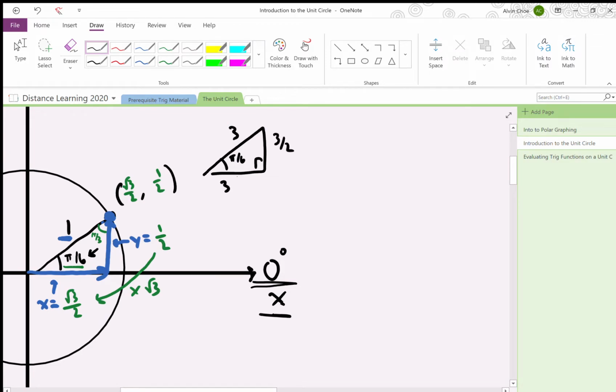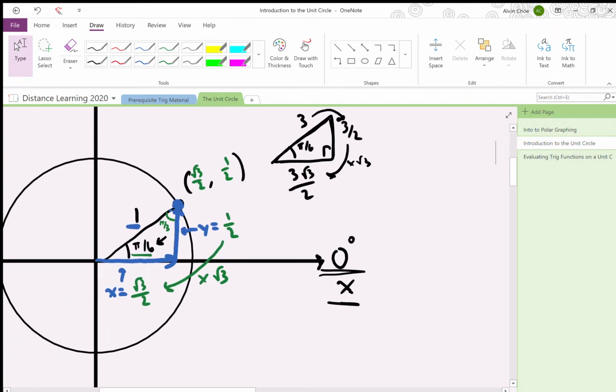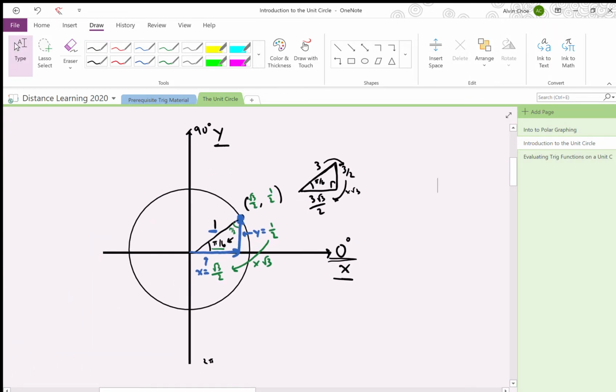This would be 3 root 3 over 2, because remember you divide by 2 to get from the pi over 2 side to the pi over 6 side, and then 3 root 3 over 2 because you multiply by root 3 to go from the pi over 6 side to the pi over 3 side. So we get the same information, but when you think about the division of it with trig functions, this is where it really becomes useful.